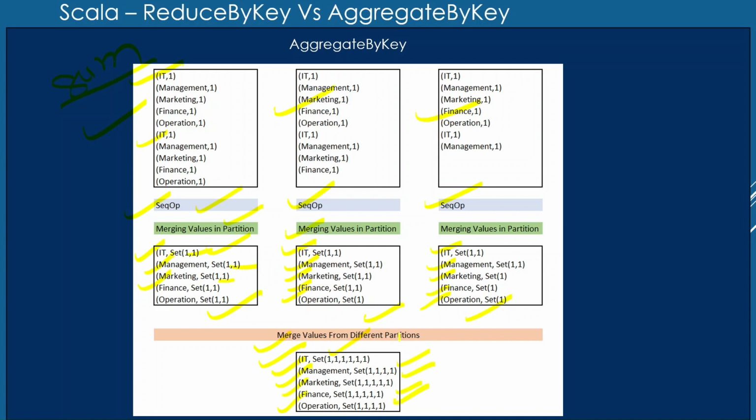And after that, if you want to do a certain kind of aggregation like sum, mean, max, then reduce by key will apply the aggregation on top of these values only.